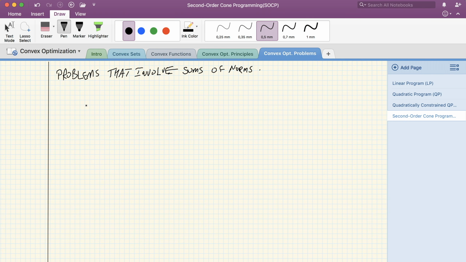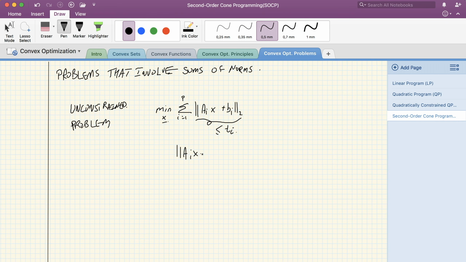That is to say, consider the following unconstrained problem. That is, minimize simply the sum of L2 norms, the summation of the norm of A_i x plus b_i without the square, right? So an L2 norm. Of course, the minimization is with respect to vector x. Now, this problem could be easily cast as an SOCP, and we say that each term of the norm of A_i x plus b_i is upper bounded by the term t_i. That is to say, the L2 norm of A_i x plus b_i is less than t_i.